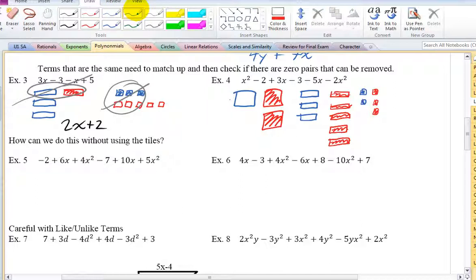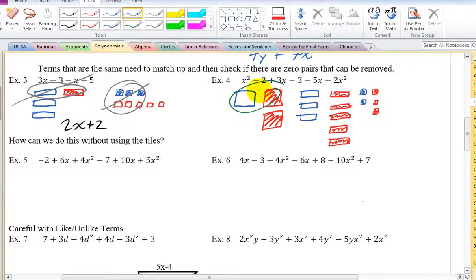No, the blue is just the first shape I drew. The red is the second shape. Shading and non-shading is making it positive or negative. It's just so you can see the different pieces. No, that's good to ask. Always do, okay?